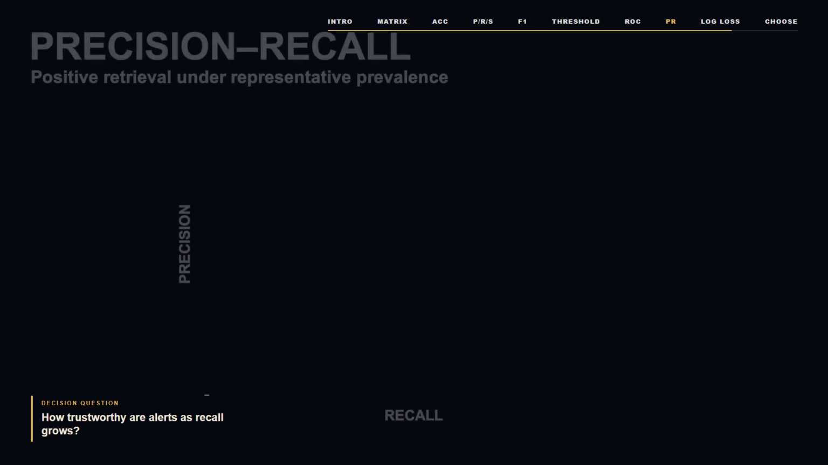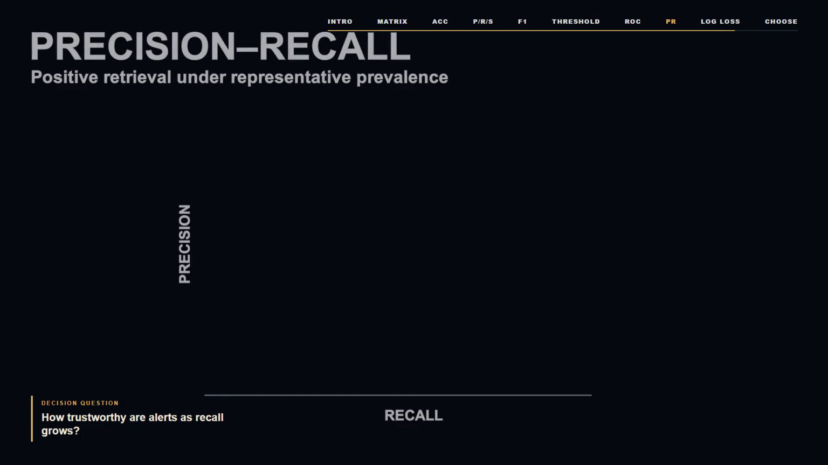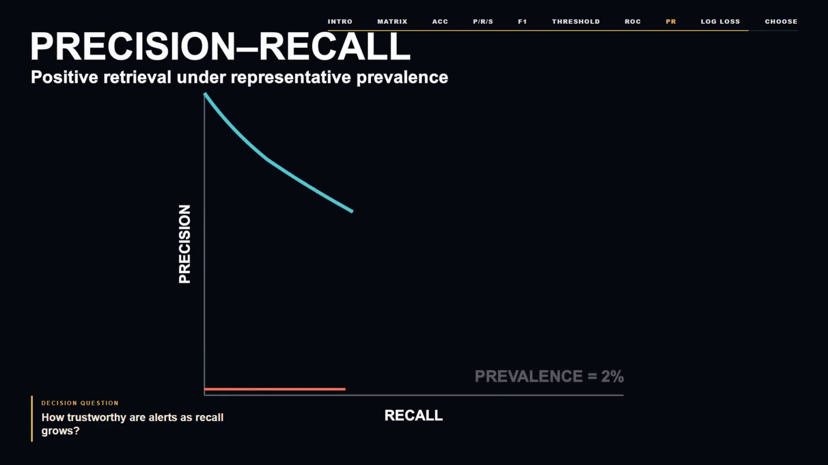When positives are rare and positive alerts are the operational focus, view the same threshold sweep in precision recall space. The curve shows how trustworthy alerts remain as you try to capture more real positives. Its summary is often called PR-AUC. Libraries may report average precision, which is related, but not always numerically identical to every area calculation.